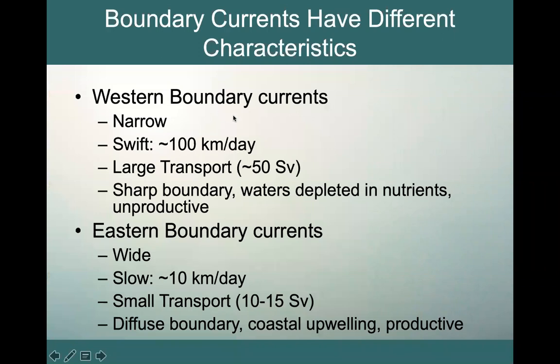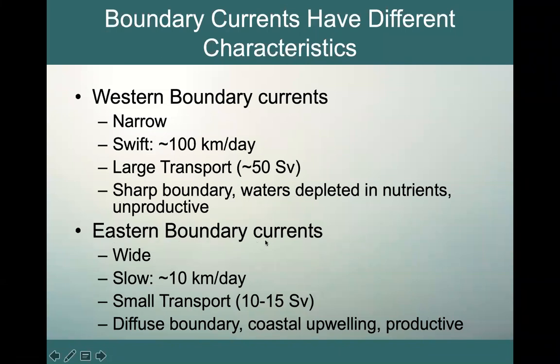So if we look at these different characteristics of our different boundaries, we see that western boundary currents, like the Gulf Stream, are narrow geographically. They're very narrow. They're also swift. They're fast, about 100 kilometers per day. They also have very large transport, on the order of 50 Sverdrups. And they have a very sharp boundary, and the waters are very depleted in nutrients. They're very unproductive waters.